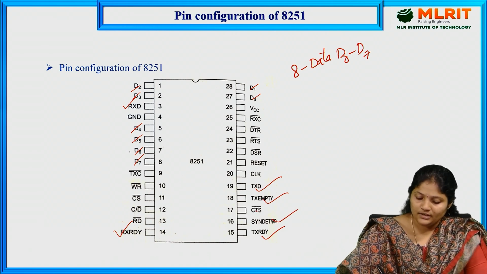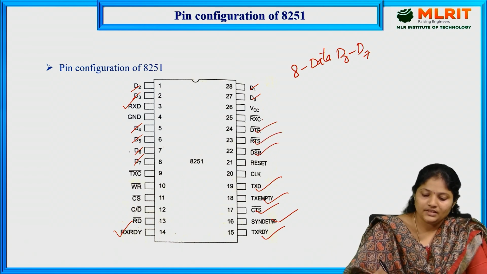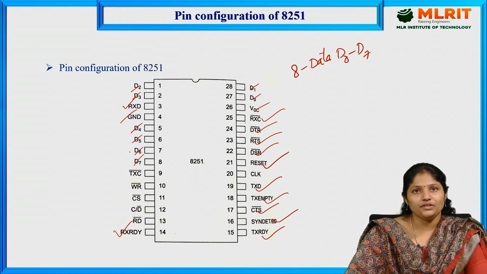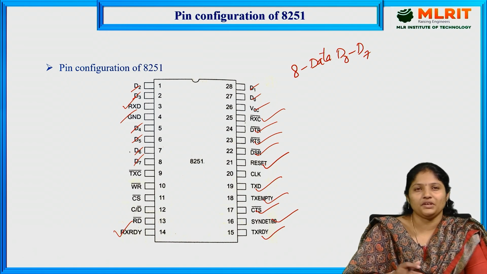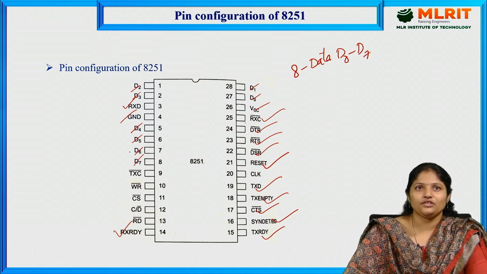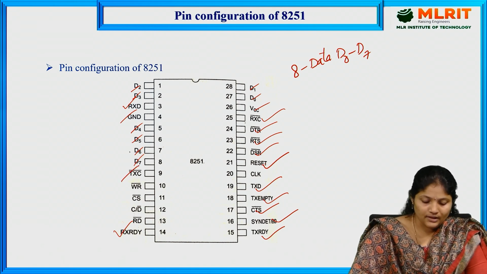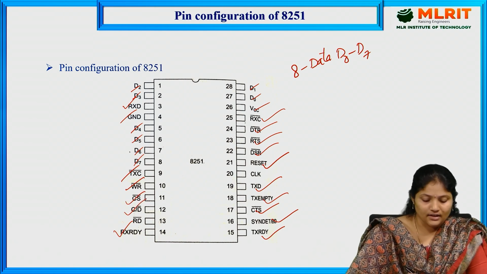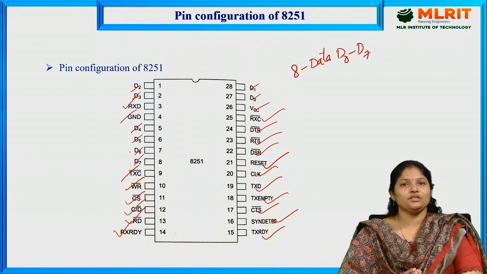In modem controls, there are CTS bar, RTS bar, DTR bar, DSR bar. In the receiver, RxC, VCC and ground will be there, and the reset pin. When we use reset in 8251, the internal registers of 8251, the command word, status word, everything will get back to their normal position, like 0. Then TXC, write and chip select, control or data, and read. So these are all the pins used in the 8251 USART.